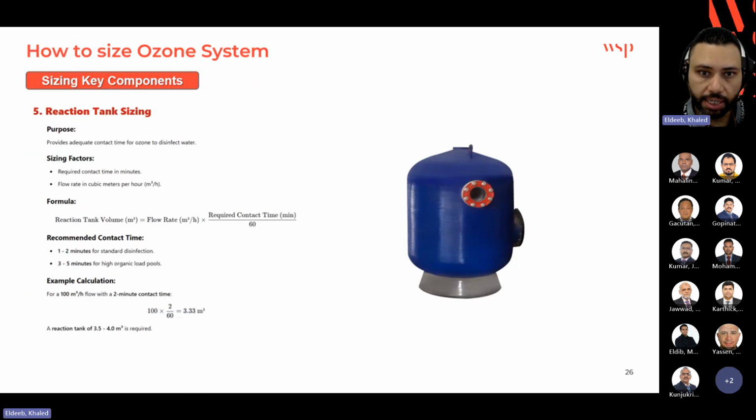The reaction tank sizing. The purpose of this reaction tank is to allow ozone to oxidize the contaminants before water returns back to the pool, to ensure sufficient contact time for ozone to react with the contaminants. We give it time, slowing down the flow in order to ensure it is in contact as long as possible.